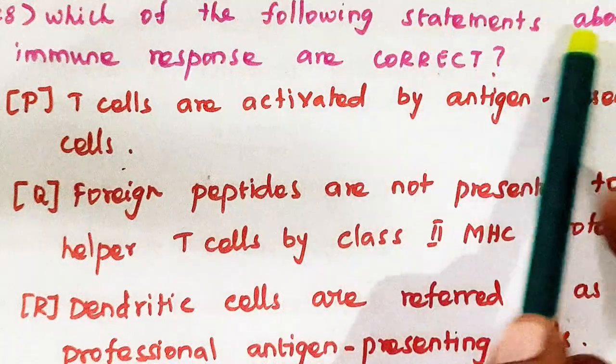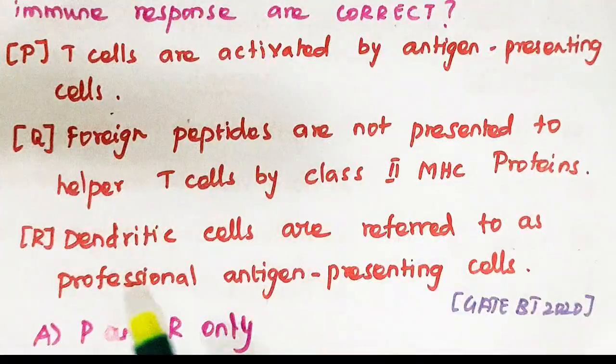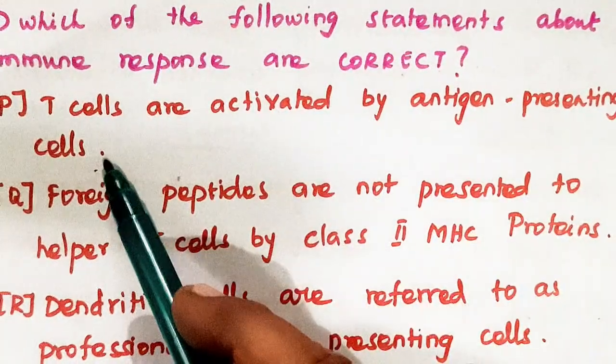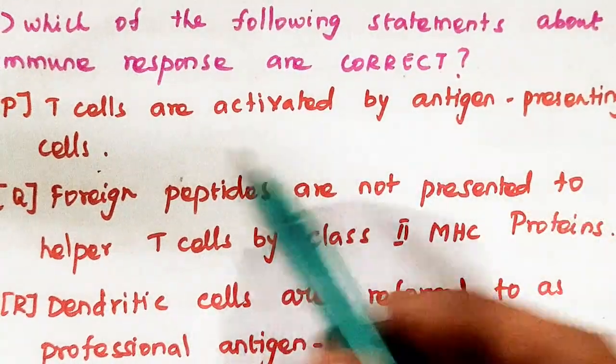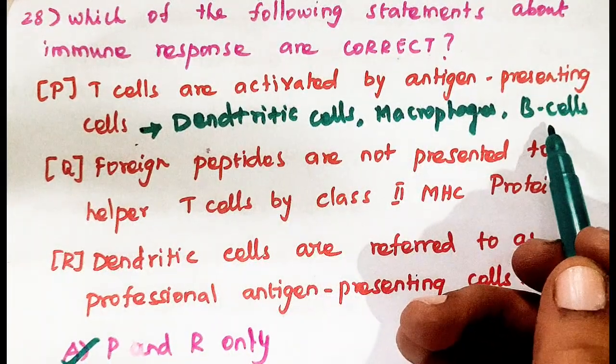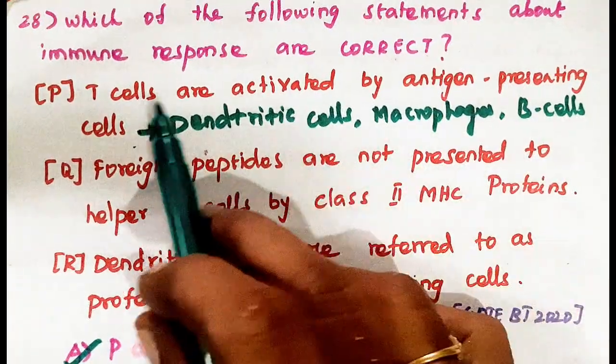Which of the following statements about immune responses are correct? The answer is option A, P and R only. T cells are activated by antigen presenting cells. Dendritic cells, macrophages and B cells are known as specialized antigen presenting cells, which display antigens to the T cell for its activation.